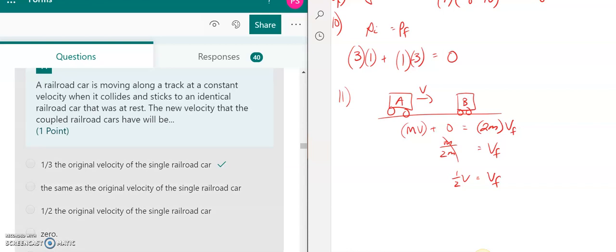Which I realize is on the other screen here, not checked. So I'm going to change that very quickly here.